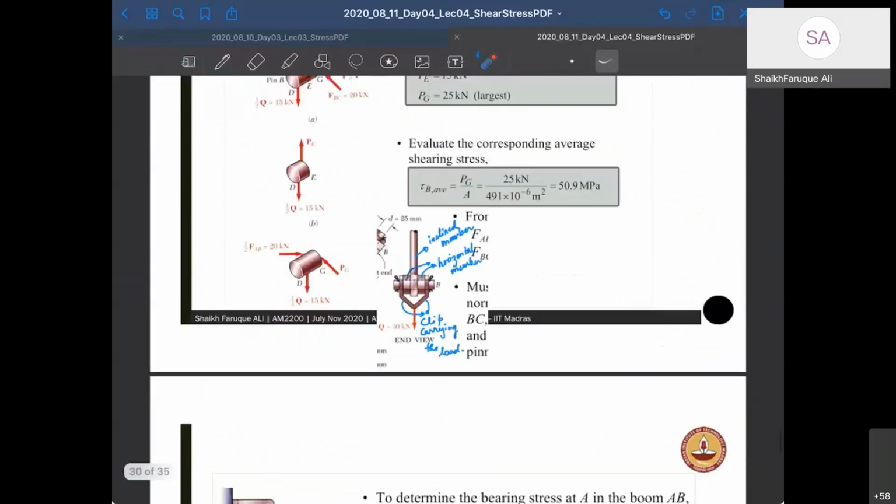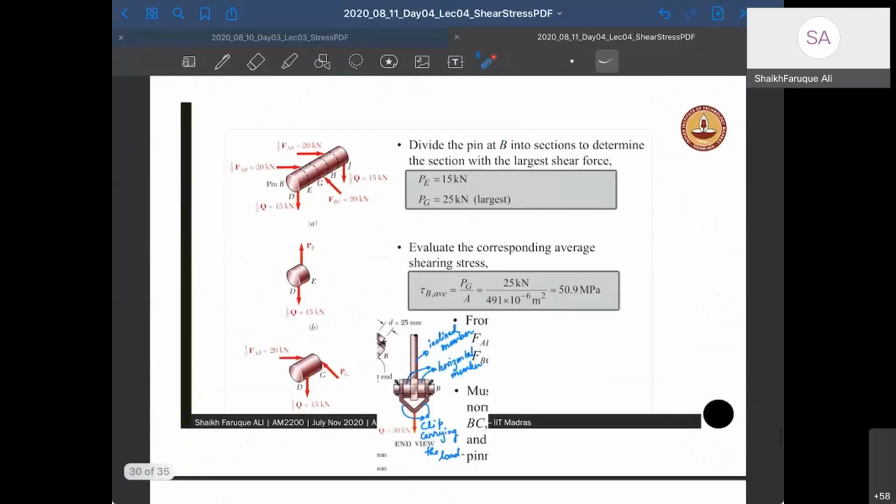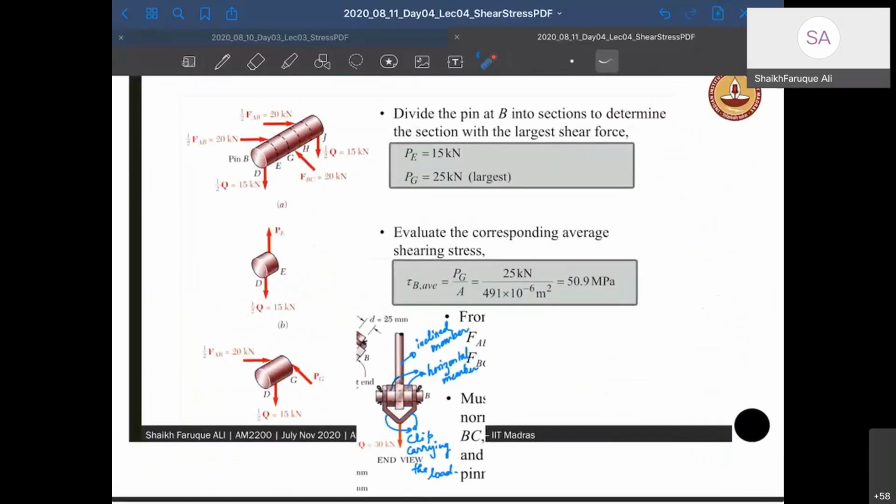Okay, this is the bearing stress. Okay, let's say we have to balance it. We have to balance and see the direction of forces. So there is a 15 kilonewton here, there is the 20 kilonewton, and then there is 20. So at G, 15.